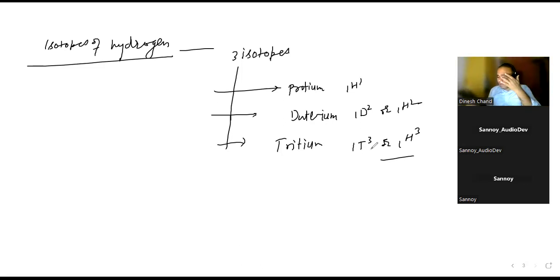Tritium is radioactive. What is the lifetime of tritium? Any idea about that? It is 11 or 12 hours. It has a very short lifetime.